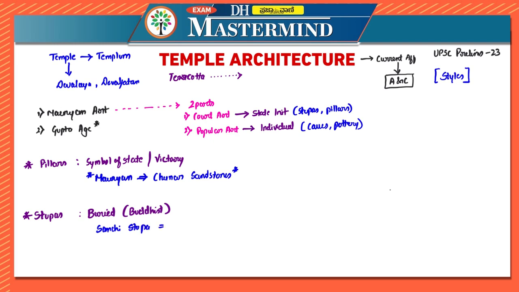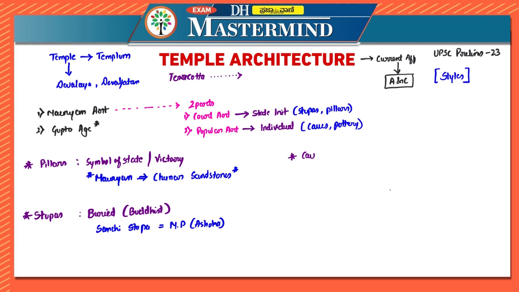Where is Sanchi Stupa? It is in Madhya Pradesh, and this was built by King Ashoka. Okay, so this is an example of stupas. Now when it comes to popular art, they are the ones which were individual initiatives.